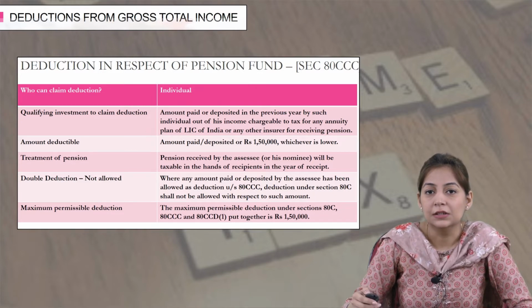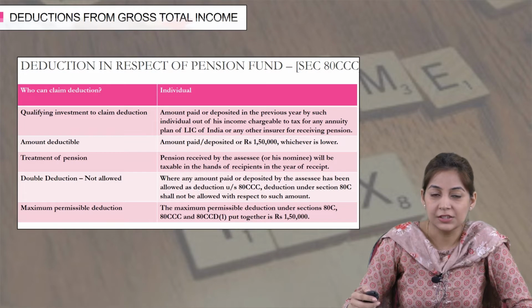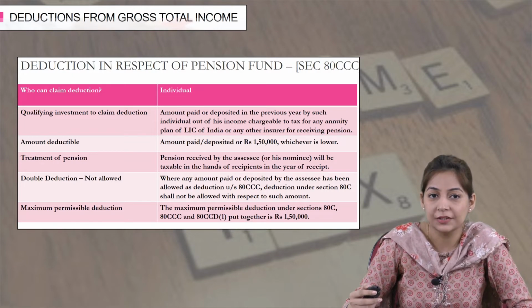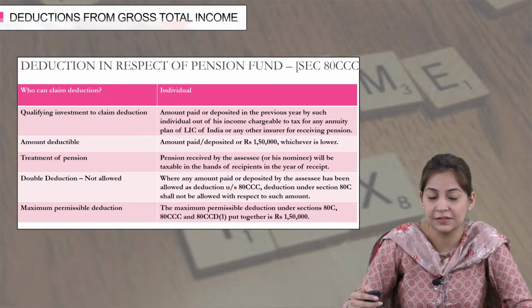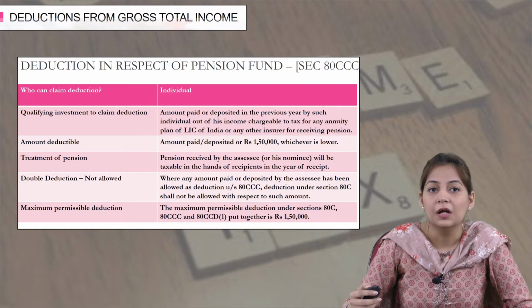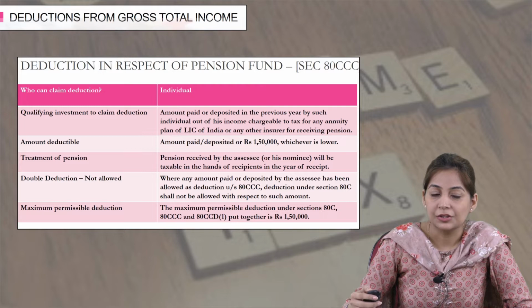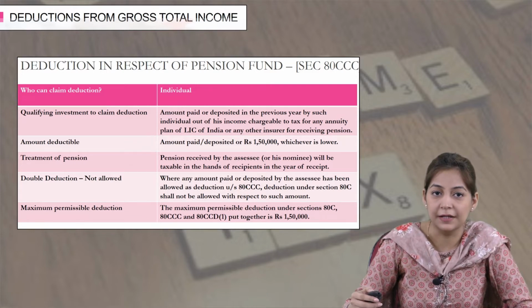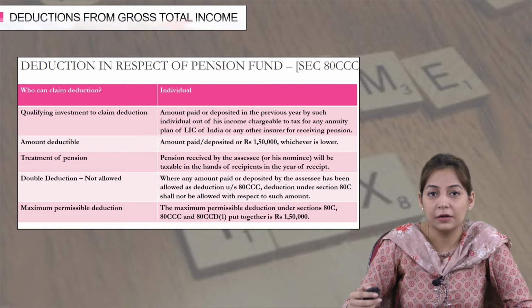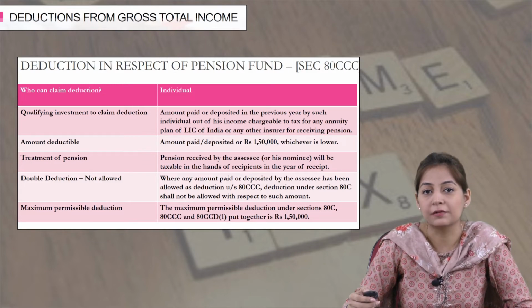Next is the section of contribution to NPS, section 80CCD. Now, this section is very important because this section has various subsections and we have to understand each and every subsection. First of all, we will be covering the section 80CCD1. What is this section 80CCD1? It says that if a deduction or a contribution has been made by the employer or the employee to NPS, then what is the treatment?